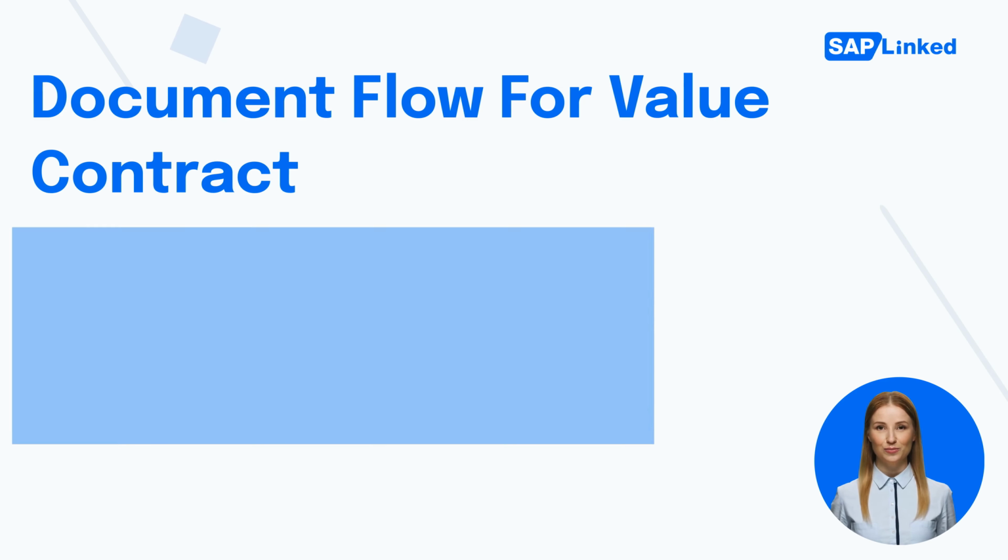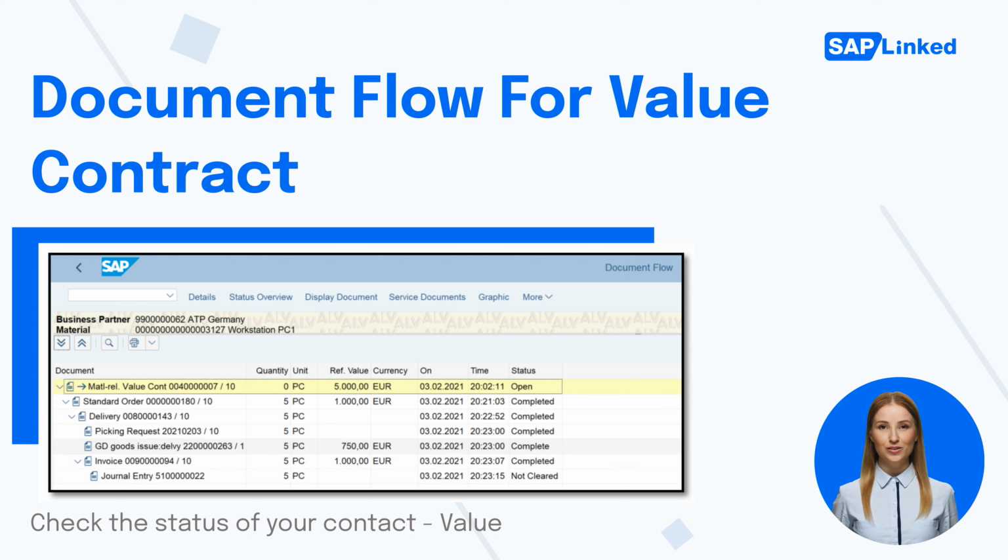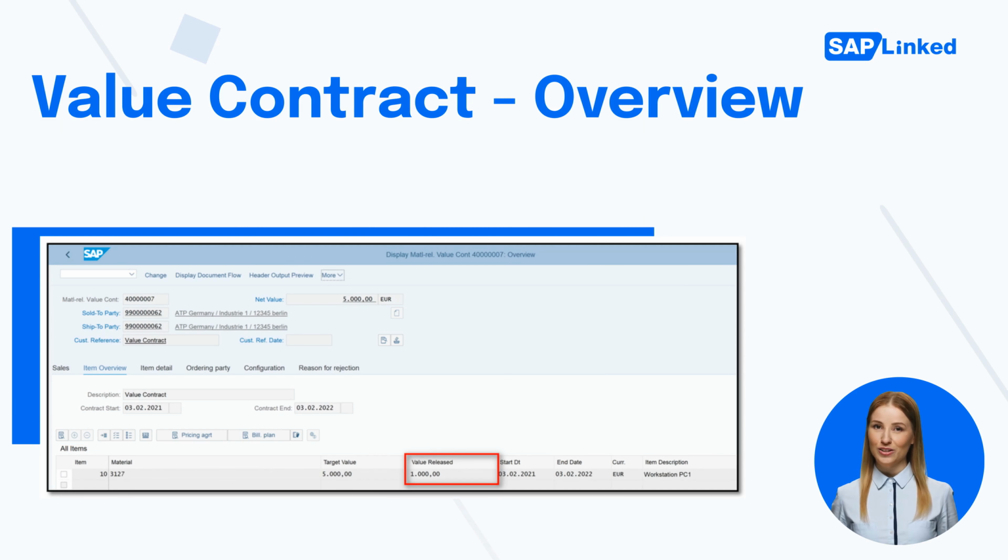To check the status of your value contract, go to Transaction VA43 and click on the Document Flow icon. The status of your value contract is open, as you can see on the screenshot. In the next slide, let's see which value of the contract is released. Go to Transaction Code VA03 and enter the contract number. The Value Contract Display mode provides information on the released values, as shown on the screenshot.